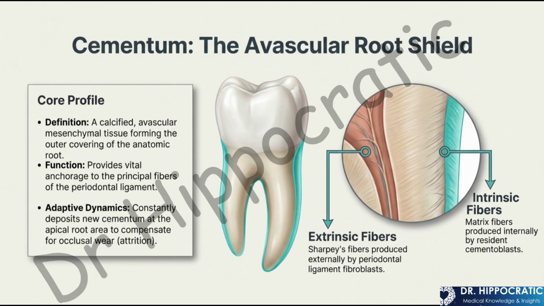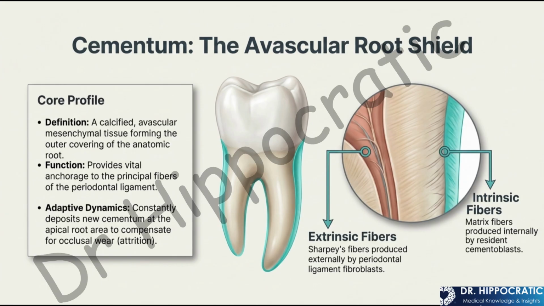Right. The extrinsic fibers are the famous Sharpey's fibers. These are produced externally by the cells in the ligament. They act like thick cables that plunge deep into the cementum from the outside. And the intrinsic fibers? Those are the structural matrix fibers produced internally by the resident cells of the cementum itself, the cementoblasts. The adaptive dynamics of this shield are fascinating. The atlas notes that it constantly deposits new cementum at the apical area, the very bottom tip of the root.